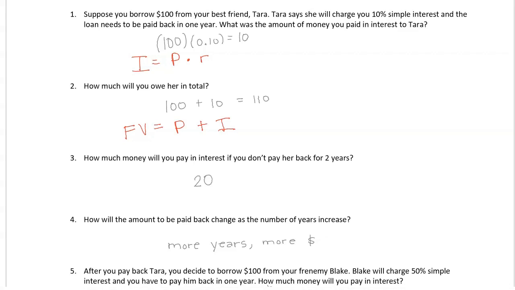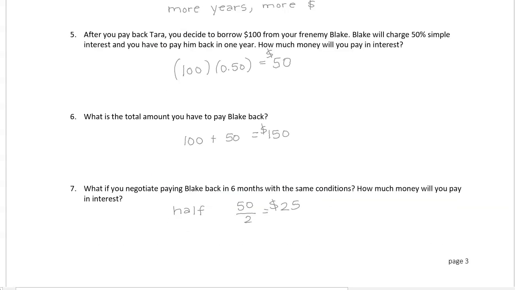To find this with a formula, we want to do interest, and then it's still principal, which we did in problem 1, and we would still multiply it by the rate, but now, since it's longer than a year, we're going to multiply it by the time. So that was 100 times the rate times the amount of years. Problem 4 just asks you what happens when the amount of years increase. Problem 5 talks about borrowing the same amount of money, but what happens if we increase the rate?